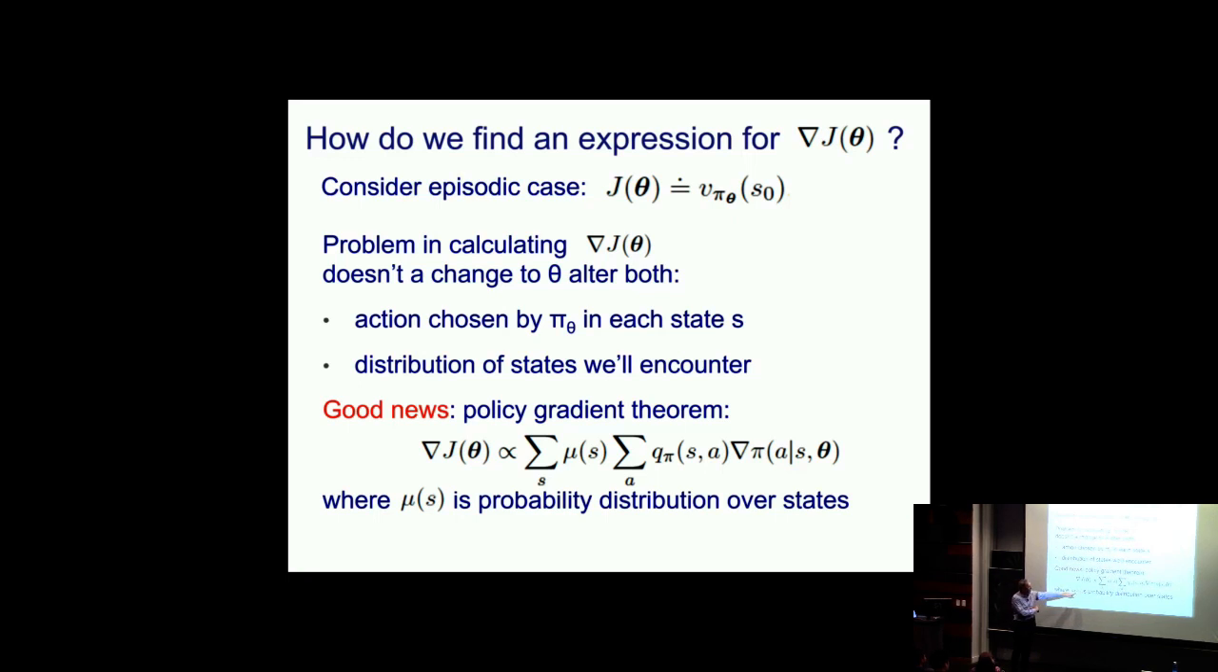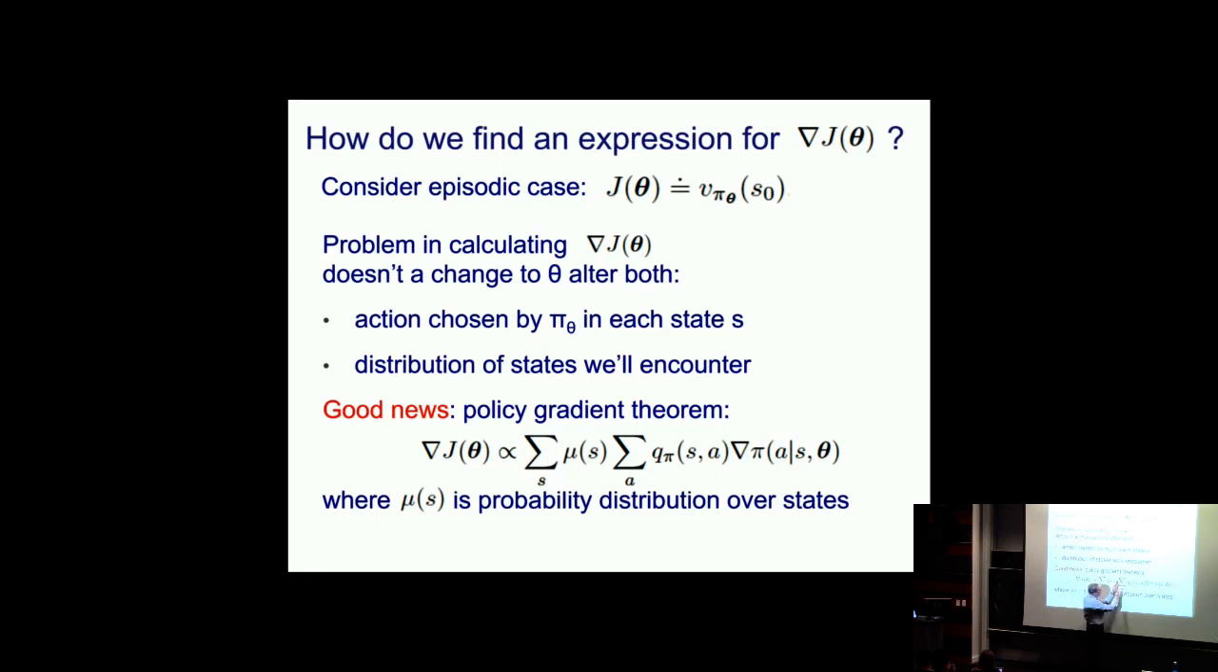Here, mu of S is the probability distribution over states. That is, if we follow policy pi sub theta, starting, say, in the episodic case, starting in state S0, then mu tells us the relative frequencies, the probabilities that we will end up in any given state at a randomly selected time. And so here we're taking, basically, an expected value over the states that we might encounter.